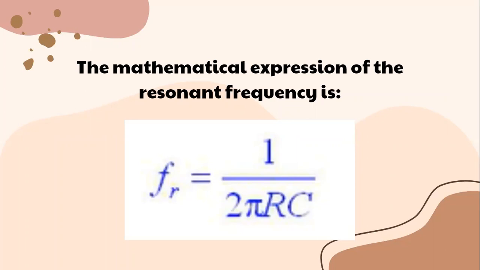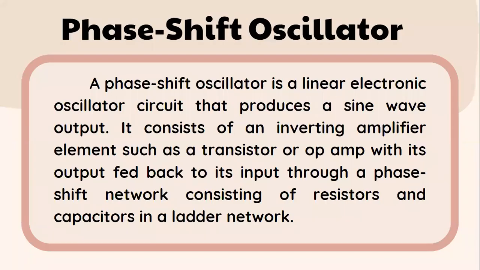At a value less than our resonant frequency, the lead circuit dominates, and the output leads the input. Above the value of the resonant frequency, the lag circuit dominates, and the output lags behind the input. Then our second type of RC feedback oscillator circuit is the phase shift oscillator.